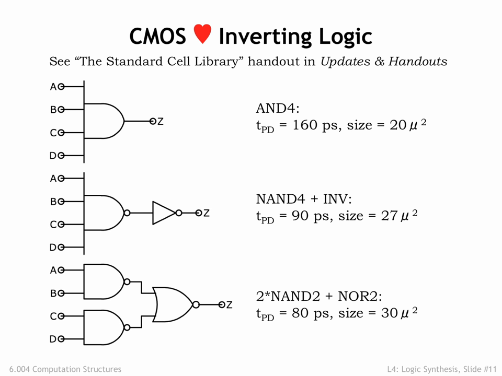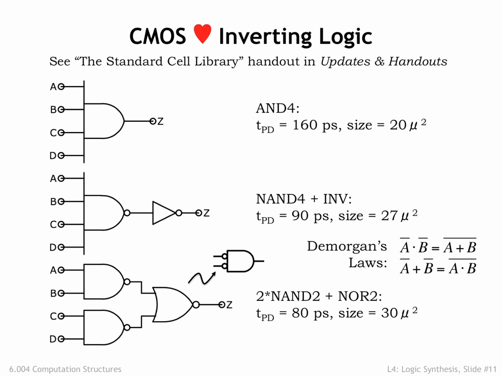Does this really compute the AND of A, B, C, and D? Yep, as you can verify by building the truth table for this combinational system using the truth tables for NAND and NOR. This circuit is a good example of the application of a particular Boolean identity known as De Morgan's Law. There are two forms of De Morgan's Law, both of which are shown here.